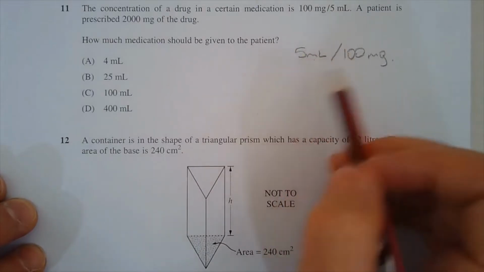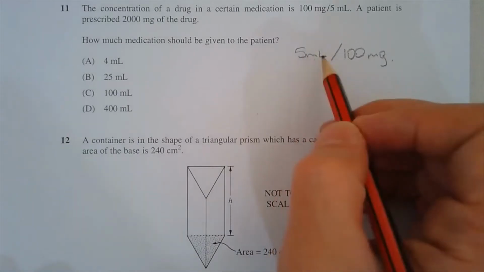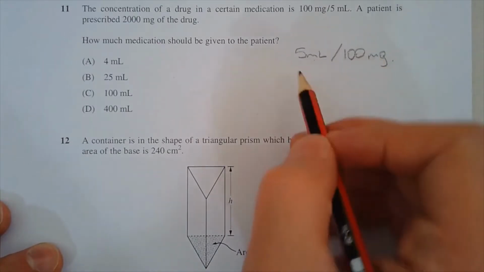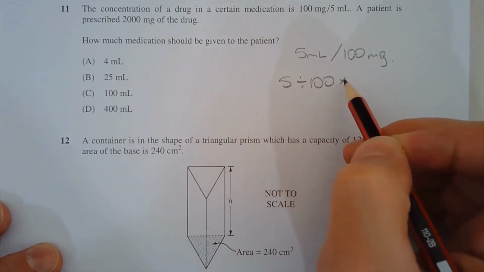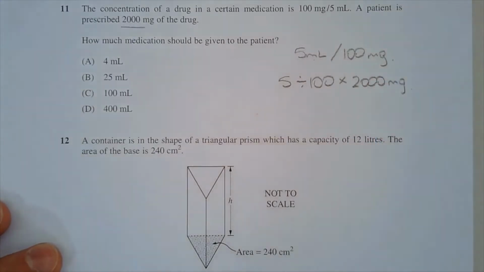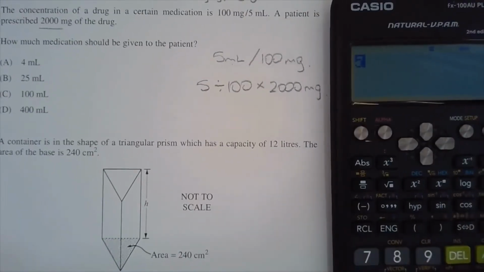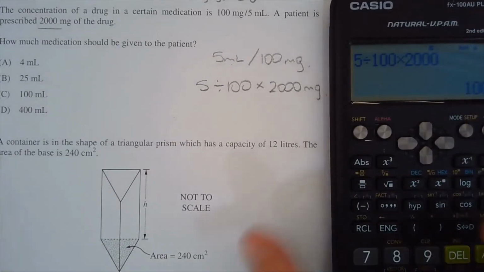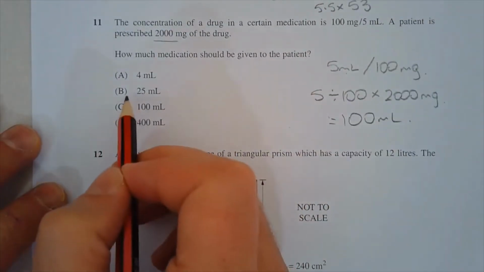So in questions involving rates, it helps to write the unknown or the thing that you're trying to find, which is the number of millilitres, as the first term. So the way we're going to work it out is we're going to use unitary method per milligram. So 5 millilitres divided by 100 multiplied by 2,000, since that's the amount of the drug that's being administered, and multiplying all that together. Let's see what we get. So 5 divided by 100 multiplied by 2,000, and we get 100 millilitres. So answer C.